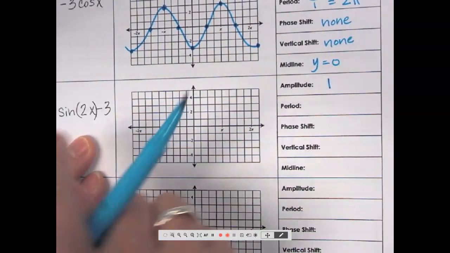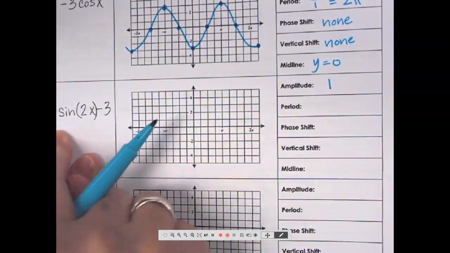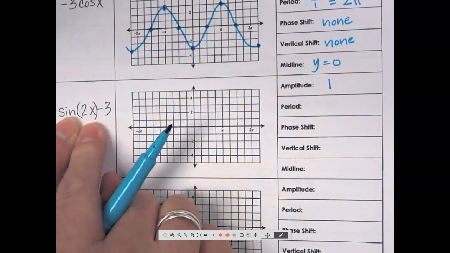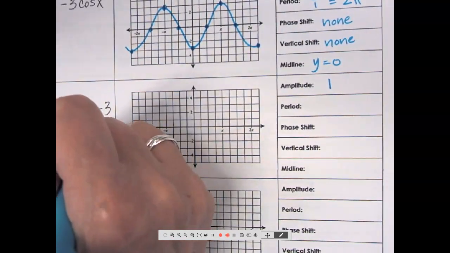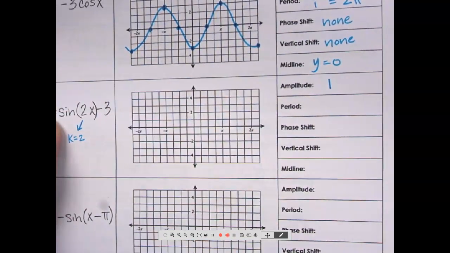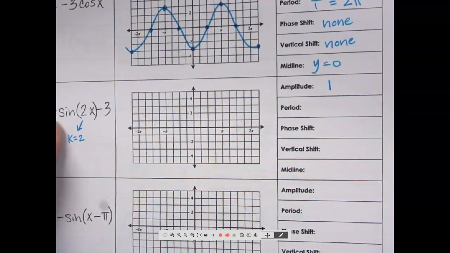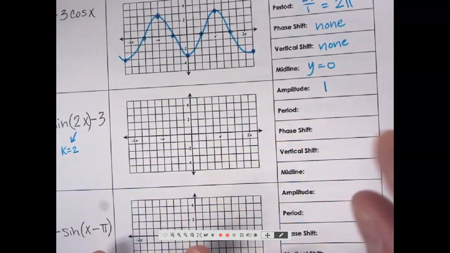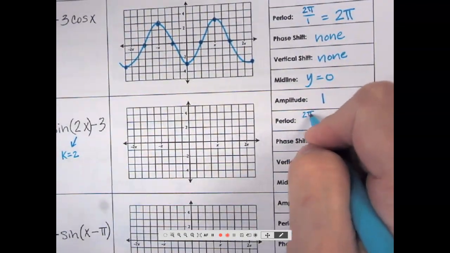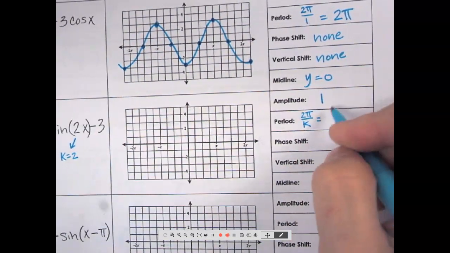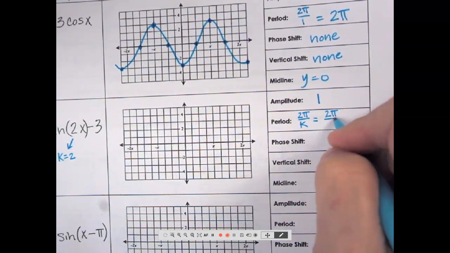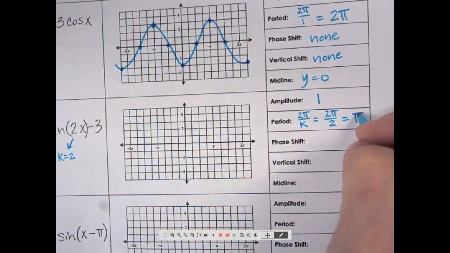1. That lead coefficient is just 1. This number here that's 2, that's the what value? K or C? K is 2. And I will use K to find the period. Period is 2 pi over K. So that's 2 pi over 2, which is pi.